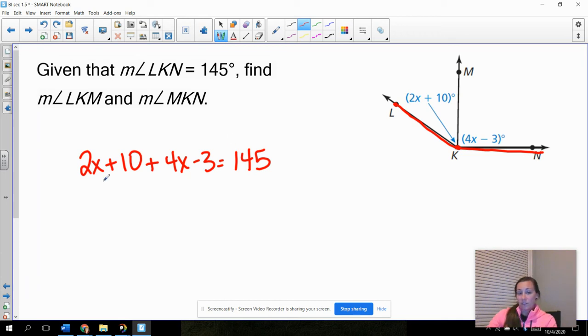And now you're just going to solve it using algebra. 2x plus 4x is 6x. 10 minus 3 is 7. Minus 7 over. And divide both sides by 6.